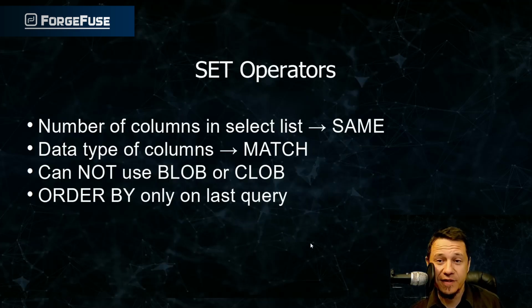But before we proceed, we have to keep in mind that there are a couple of limitations or rules when using the set operators. The first one is that the number of columns returned from each of the queries in a union, union all, minus, or intersect has to be the same. Also, the data type of those columns has to match. So we cannot combine number with a varchar, varchar with a date, and so on.